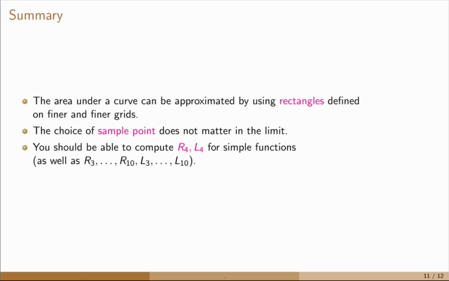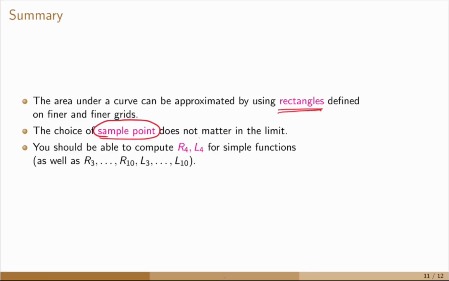Let me summarize. So we saw that the area under a curve can be approximated by using rectangles. However, we also saw that we have to make the spacing of the rectangles very, very small to get a very good approximation. We saw that the choice of sample points is not so important. In the limit, as the spacing becomes finer and finer, the sample point does not matter.